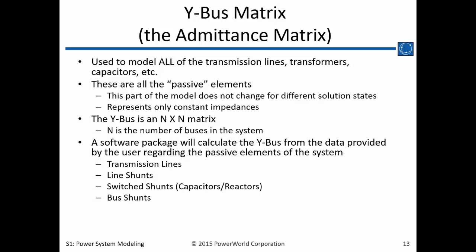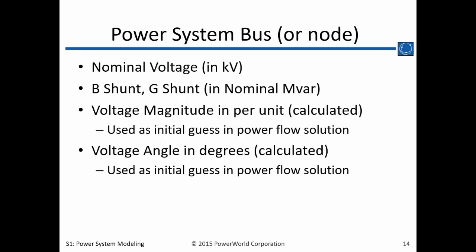The Y bus is an n by n matrix, where n is the number of buses in the system, and a software package will calculate the Y bus from the data provided by the user regarding the passive elements of the system. So it's going to be constructed automatically from the transmission line impedances, line shunt admittances, switch shunt admittances, and bus shunt admittances. All of those will be used to construct the Y bus internally by the software.